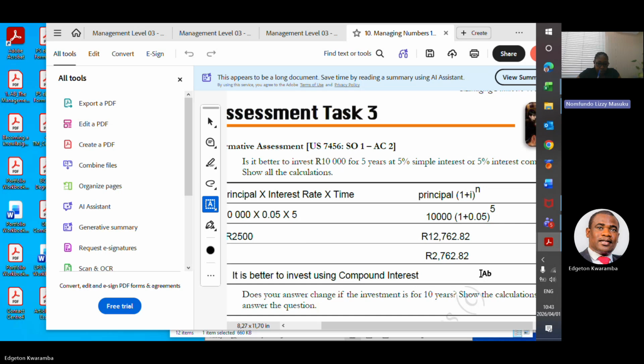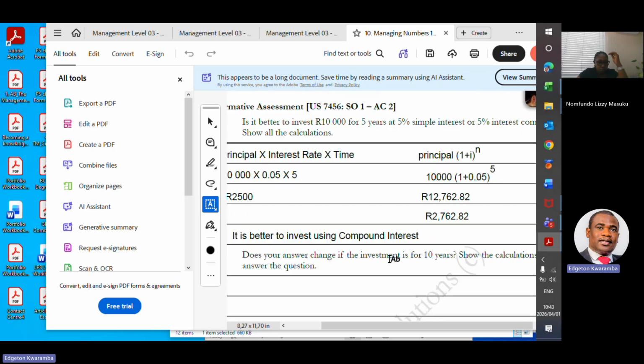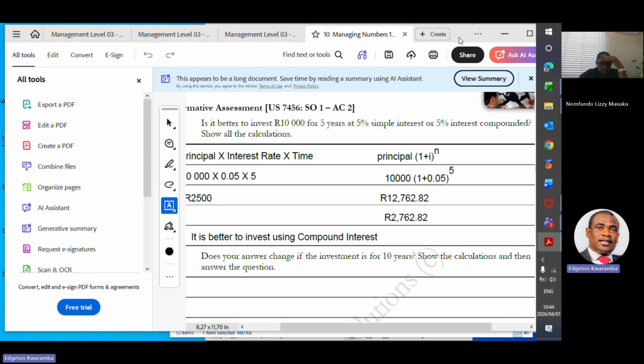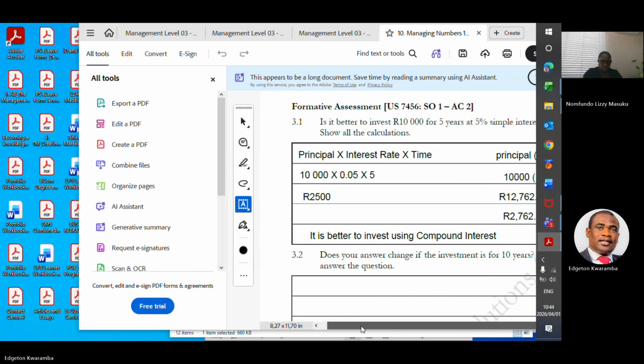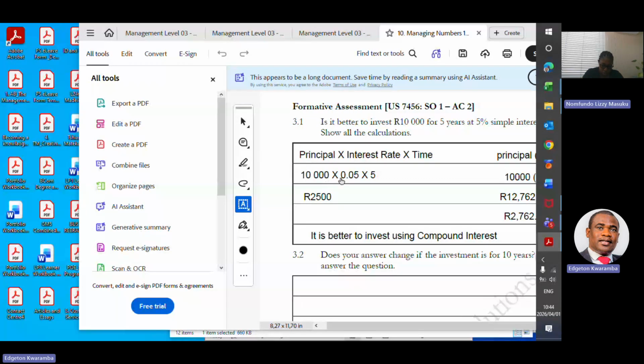Okay, all right, so it's done. The next one now, it said, does your answer change? So our answer was this one. The workings were driving us to this conclusion. So they are saying, does your answer change if the investment is for 10 years? Show calculation. So the only thing that we're changing would be the number of years, we're putting a 10. I don't know if you want to try it on your own. Just to say 10,000 times 0.05 times 10.